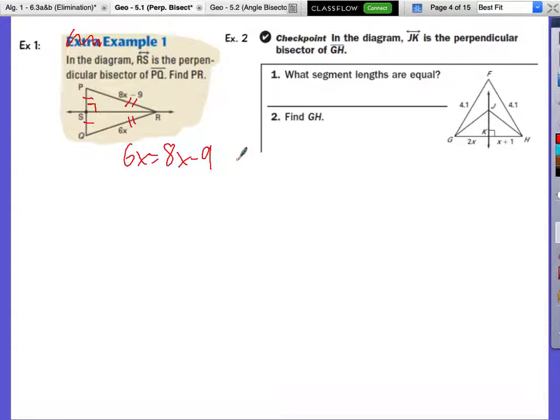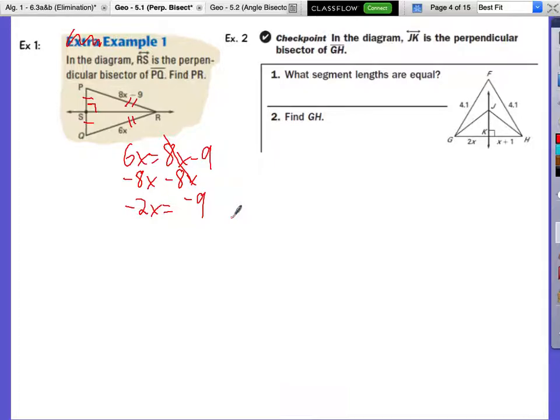Now is this an equation we know how to solve? Yes, it is. It should be, because we did it all first semester, and you guys worked on it last year as well. So what would you do to solve this equation? Somebody tell me a good math move. So you wanted minus what? 8x. So subtract 8x. If we subtract 8x, what's 6x minus 8x? Negative 2x equals negative 9.